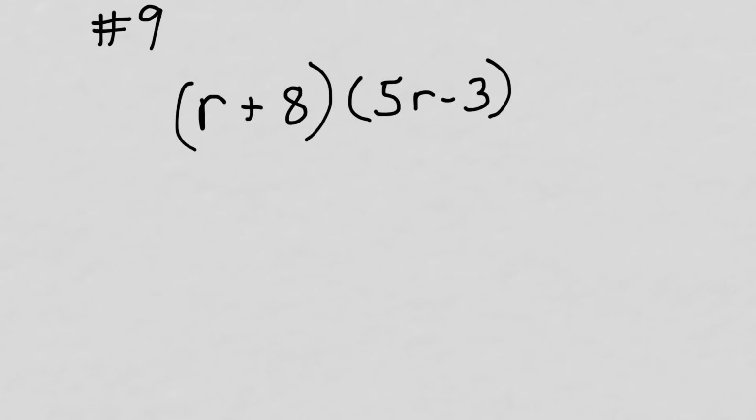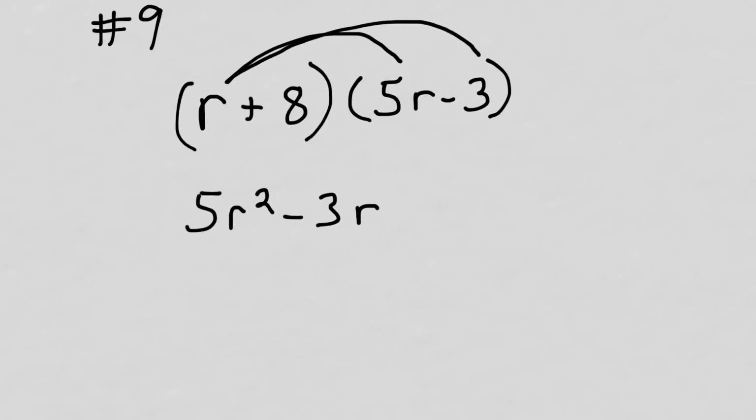All right, number 9, we're up to doing our FOIL method on this one. First thing I'm going to do is multiply r times 5r, the first, which is going to give me 5r squared. Next I'm going to multiply our outer, which is r times negative 3, which is minus 3r. And then I'm going to multiply inner, which is 8 times 5r, which is going to give us plus 40r.